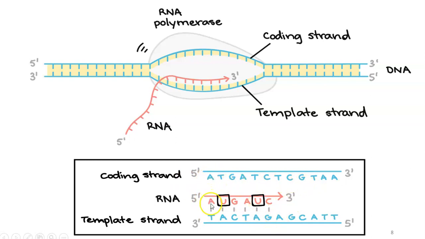A, G, G, A, C, C. Why have I skipped T? Because in the place of T, the only difference is that RNA will be having uracil. In place of thymine, RNA will be having uracil.